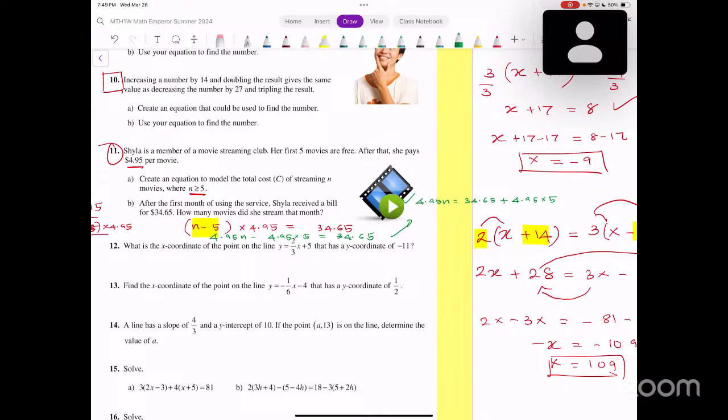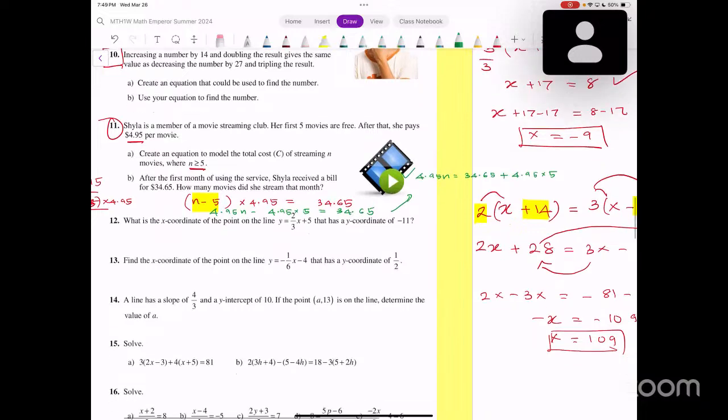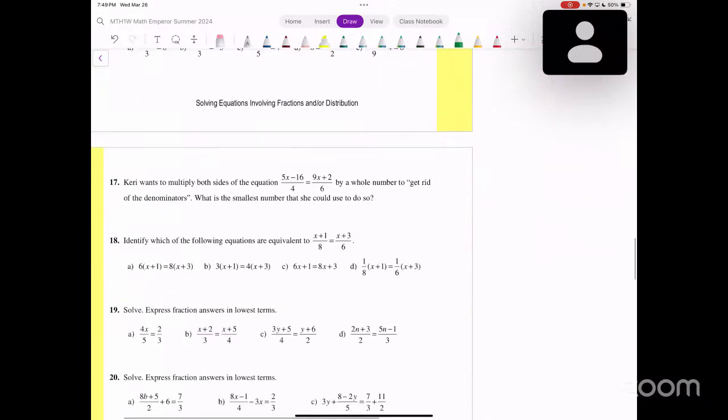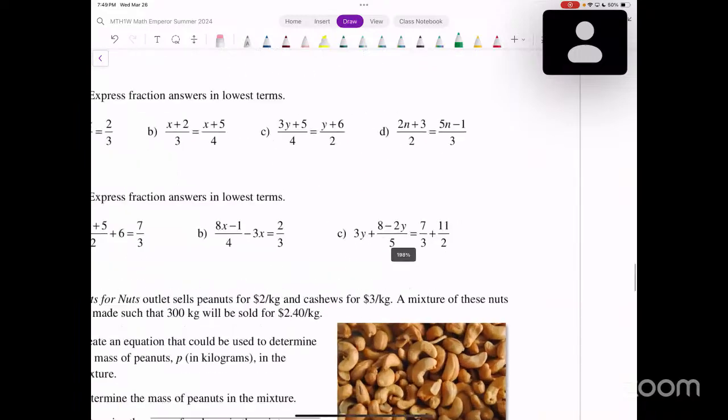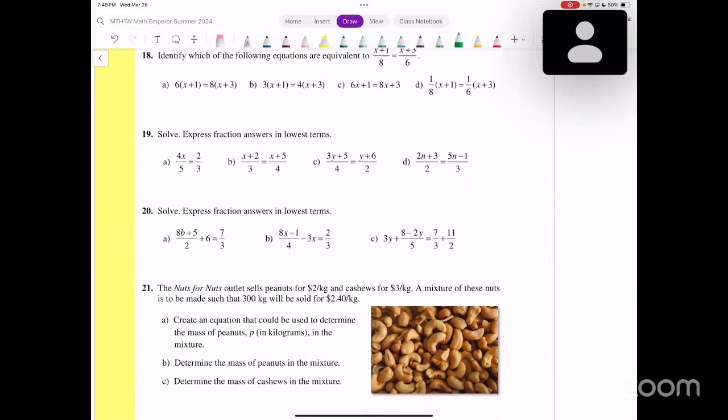All right, let's go back to a little more complicated ones, working with some fractions. You guys are going to be looking at solving equations. You guys are going to be looking at 20C. Copy down the question.